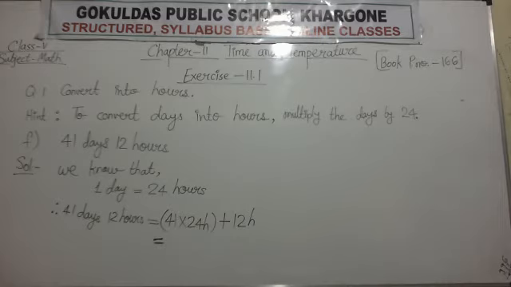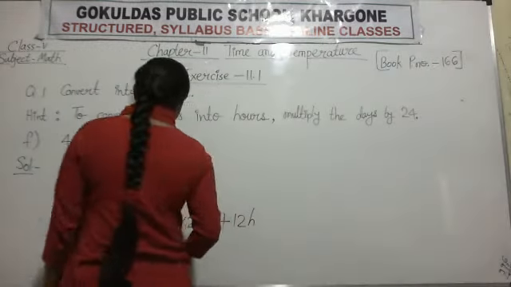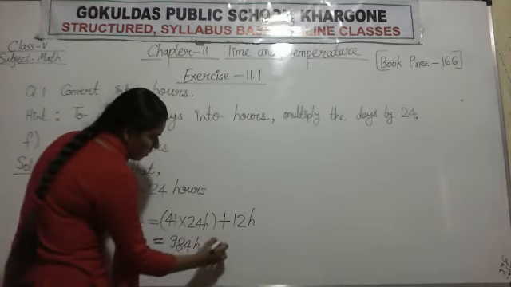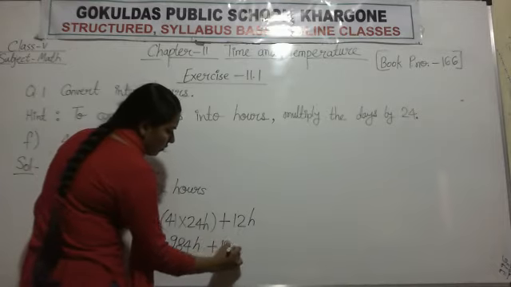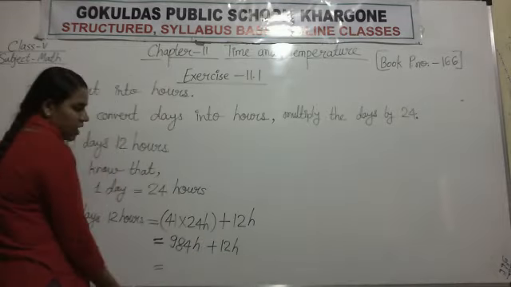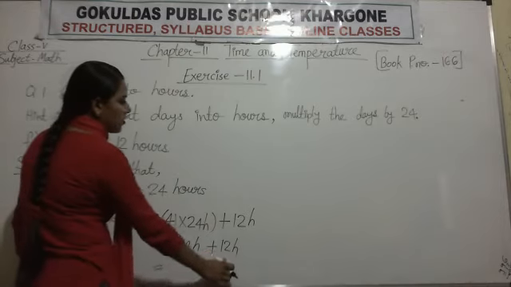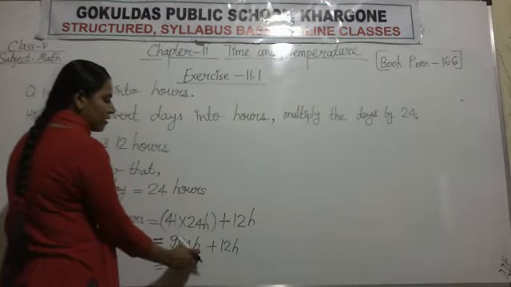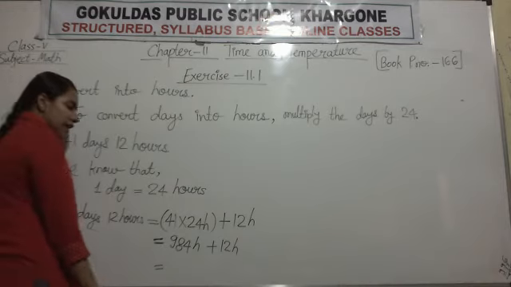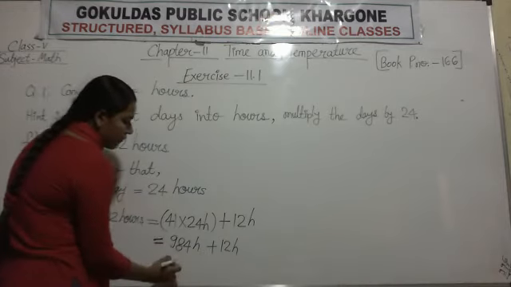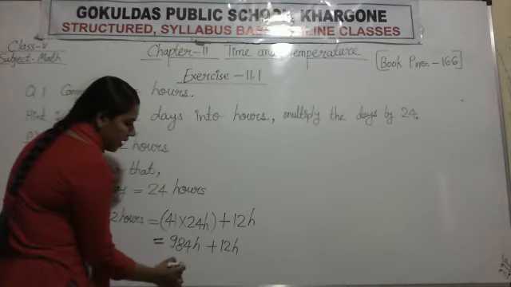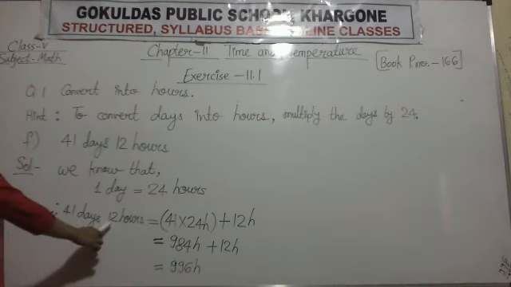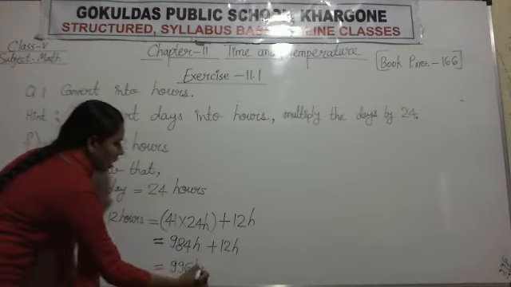When we multiply 41 with 24 in rough work, my result is 984 hour. Now plus 12 hour. In the next step, add both the numbers, 984 plus 12. Why can we add them? Because they are with the same units. Both are in hours. So after adding, my result is 996 hour. So 41 days, 12 hours means 996 hours.